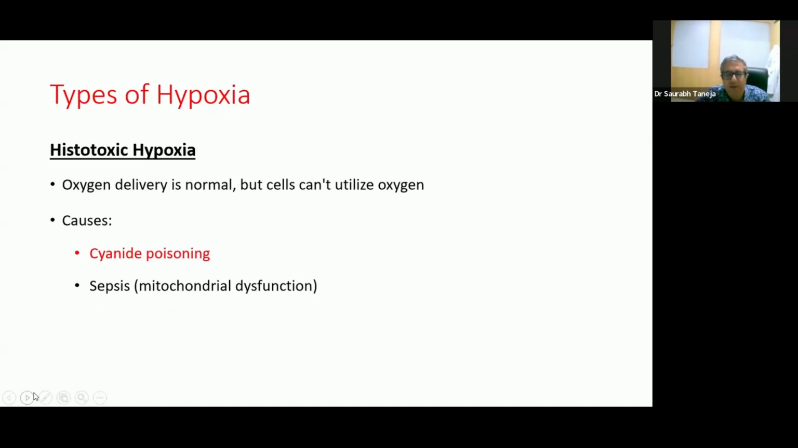Then histotoxic hypoxia. The oxygen content is fine, the blood flow is also fine, but there is mitochondrial dysfunction and the issue is with oxygen utilization. The cells cannot utilize oxygen, and this is most typically seen in cyanide poisoning or some mitochondrial dysfunction in severe sepsis.